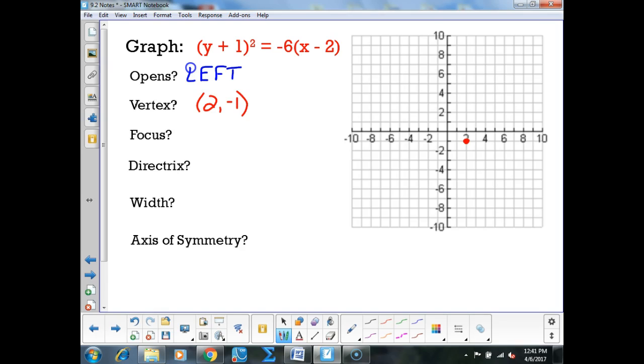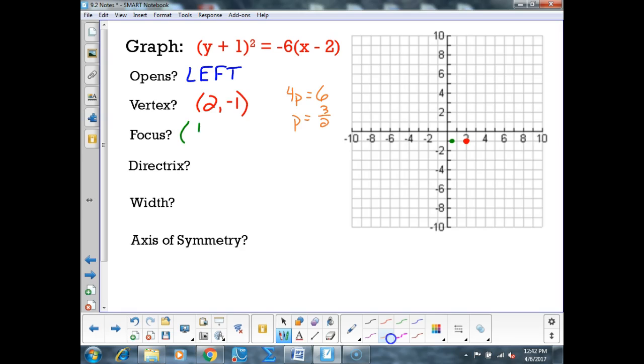What's my p value? 3/2. So that's about 1.5, right? So if I open to the left and I go 1.5, that puts me right there for my focus, correct? Which is the point 1/2, comma, -1.